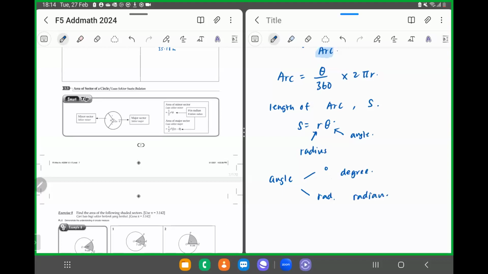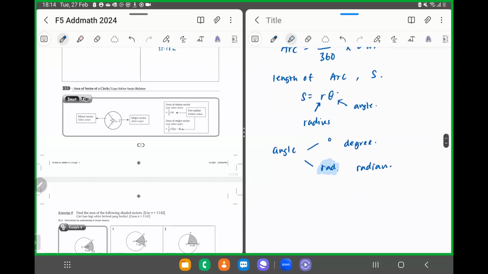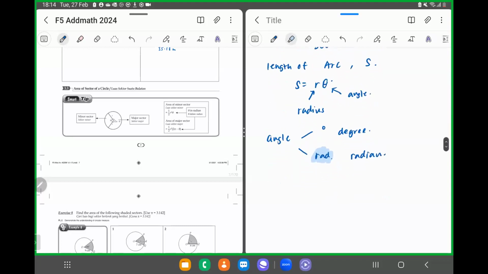But for maths, most of the time we use radians. Okay, what is the relationship between degrees and radians? 180 degrees is equal to pi radians. Or if you don't like the word pi, you can turn it into 3.142, or else you can say 22/7 radians. And then 360 degrees is equal to 2 pi radians, or 3.142 times 2, or else 22/7 times 2.